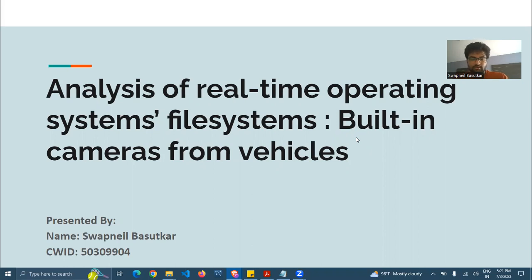And the topic that I'm trying to present here is from the paper, and the topic is analysis of real-time operating systems, file systems, built-in cameras from vehicles. So here we'll see how the built-in cameras of the various vehicles from various companies are used in the process of digital forensics.